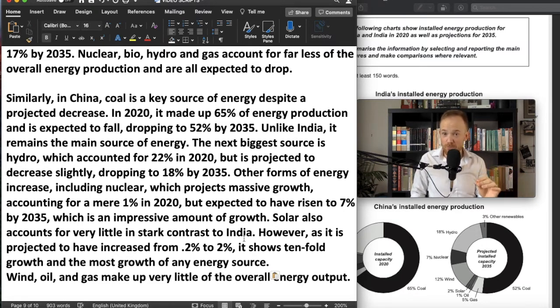So there's a really important point that I've reminded you of. Yeah, solar was only 2%, but it grew the most. Now, I'm not saying it's the most important, but I am highlighting that. So always remember, don't just look at the big trends, look at the small trends. If you're aiming for that higher score, if you notice those smaller important trends, you have more opportunity to highlight and more opportunity to use better grammar.